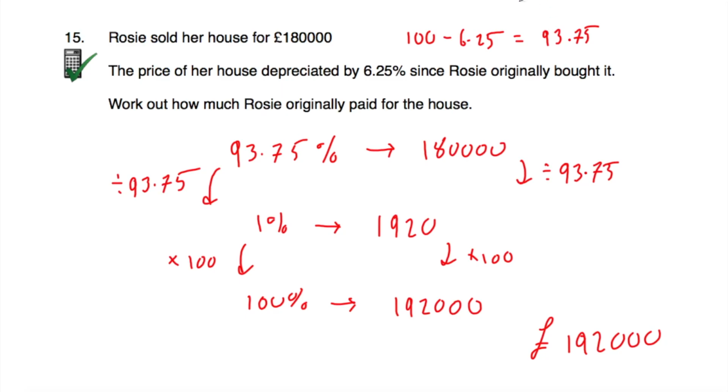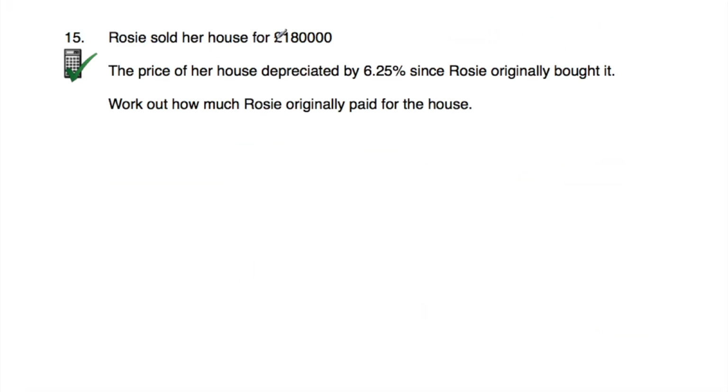Okay, let's have a look at that question, considering multipliers. Again, Rosie sold her house for £180,000, and the price of her house had depreciated, or went down, by 6.25%. So again, if we take 100 and take away 6.25, that's equal to 93.75. So if we wanted to use a multiplier to decrease something by 6.25%, the multiplier would be 0.9375. So if you multiply something by 0.9375, it'll decrease it by 6.25%.